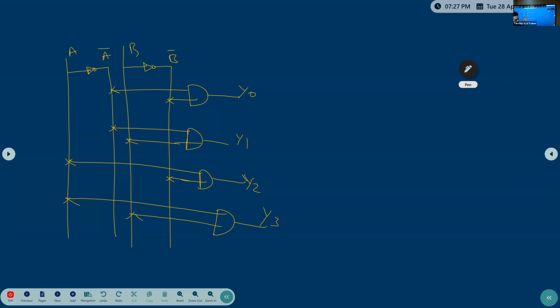Simply, the OR gates will come here, and AND gates will come. Clear, right? This is the encoder and decoder.